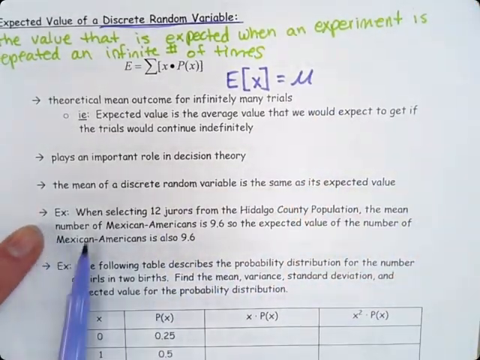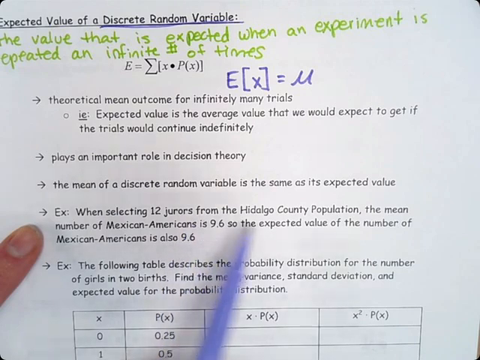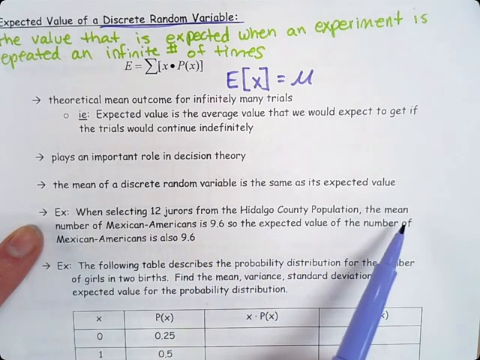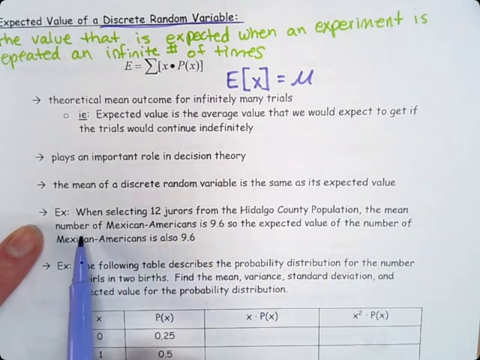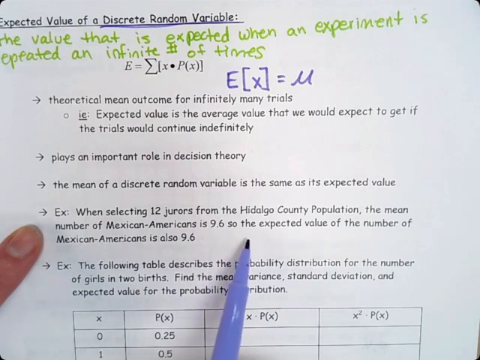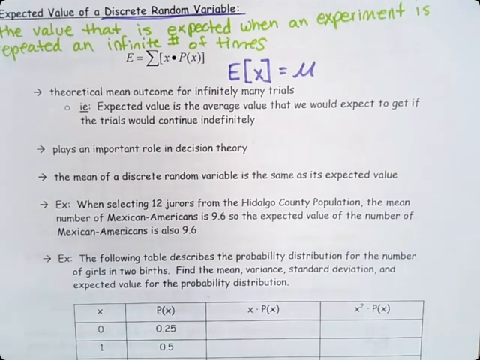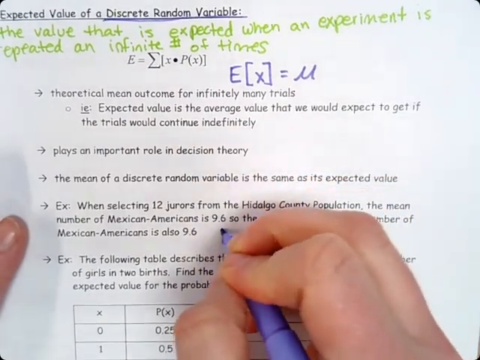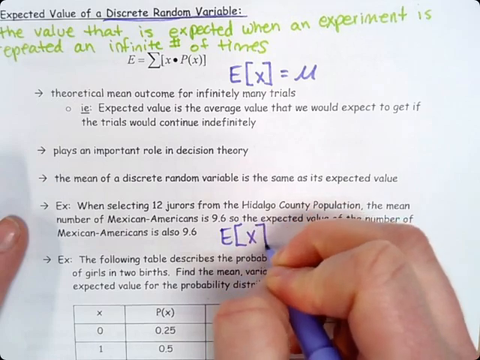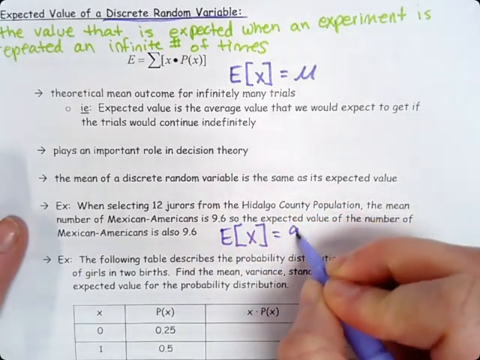So let's look at when selecting 12 jurors from a population, the mean of the number of Mexican Americans is 9.6. So the expected value is 9.6. So we already found the mean, so now we also know the expected value. So the expected value, E of X, equals 9.6.